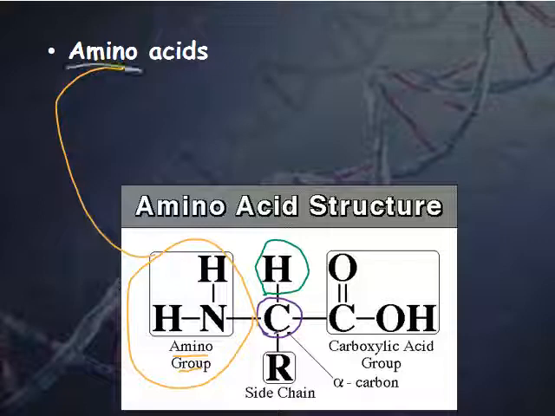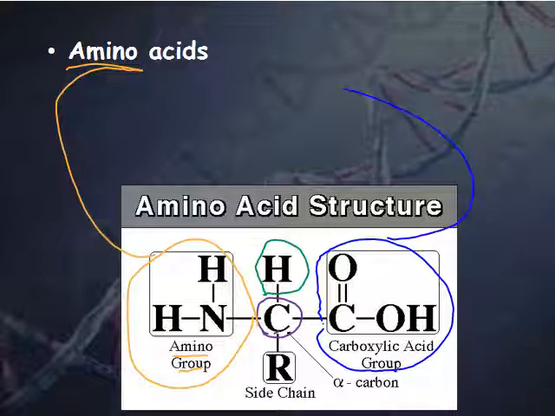Next to that, on the other side, will always be a carboxylic acid group, which is a carbon double bonded to an oxygen with an OH attached to it. And so the acid part of amino acid comes from the carboxylic acid. So amino acids have an amino group and a carboxylic acid group. That's where the name amino acid comes from.